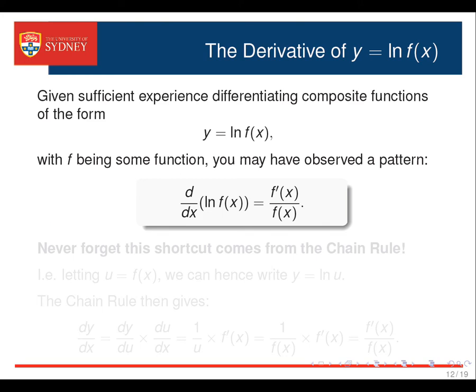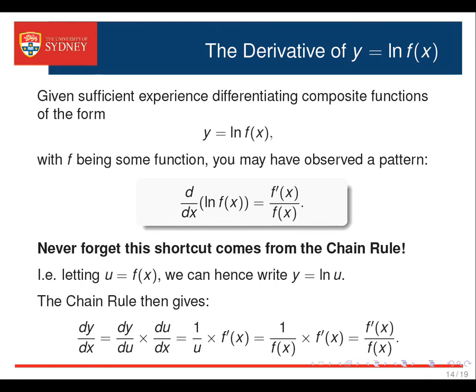We know that the derivative of ln x is 1 over x. But more generally, what about the composite function ln of f of x, where f is any function? Given enough experience with the chain rule, the following pattern can be observed. That is, the derivative of ln of f of x is equal to the derivative of f divided by f itself. This shortcut will make differentiating composite functions involving logs much simpler. However, you should never forget that this shortcut comes from the chain rule.